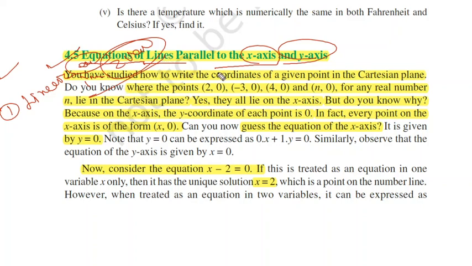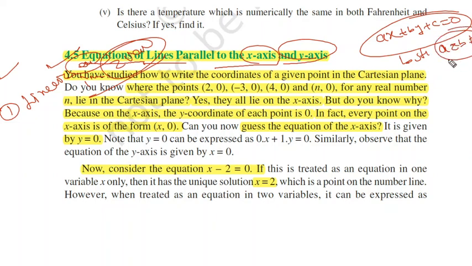Any equation that can be written in the form ax plus by plus c equal to 0, in which both a and b should not be equal to 0. They both cannot be equal to 0, but individually a can be equal to 0 and b can be equal to 0, but both cannot be equal to 0 simultaneously. So that was linear equation in two variables.